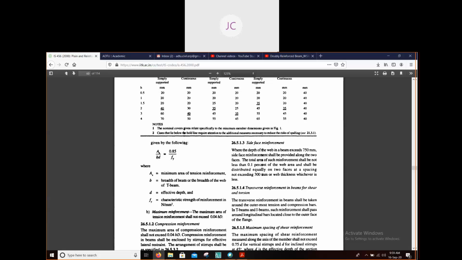Okay, and this b into d, b is the width of the beam, and small d is not the total depth, it is the effective depth. So this small b into d factor is known as the effective area. So the minimum amount of tension steel will be 0.85 times the effective area divided by fy, the yield stress. This is the minimum amount of reinforcement.